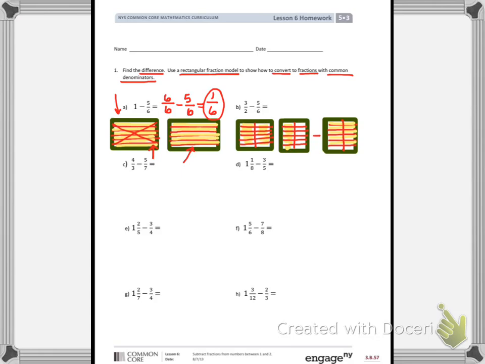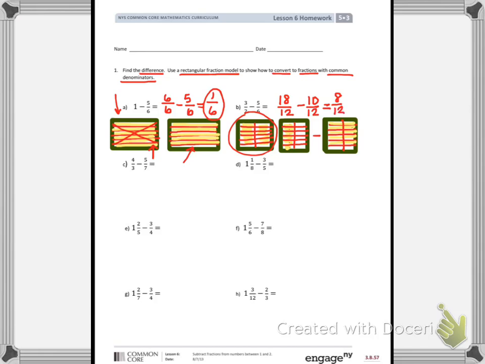So if we look at the problem, everything's going to be out of 12, and if we count how many we have, this 1 whole, which is going to be 12 out of 12 pieces, plus 1, 2, 3, 4, 5, 6. So 12 plus 6 is now we have 18 pieces out of 12 minus, and if we count all of these, we have 2, 4, 6, 8, 10, 10 pieces out of 12. And if we subtract, 18 minus 10 is 8 12s.